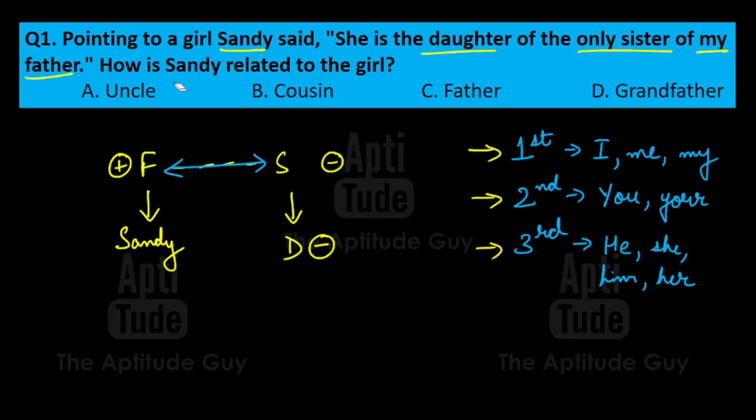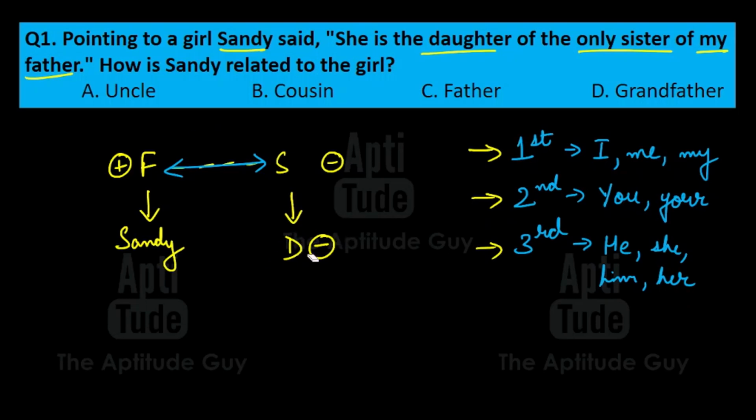Now, if the question says, how is Sandy related to the girl? What would be the answer? Would brother be the answer? Sister? Cousin? Or cannot be determined? The answer in that case would be cannot be determined. Because the question is, how is Sandy related to the girl? We have no idea if Sandy is a girl or a boy. So how can we know if Sandy is the brother or the sister? If the options had an option named sibling, then that would have been the correct answer. But if they have brother, sister, cannot be determined, answer would be cannot be determined in this case.